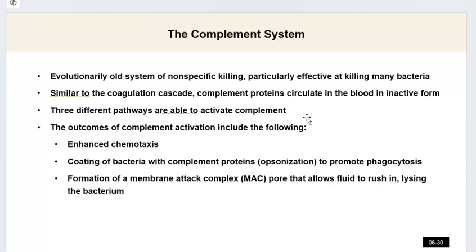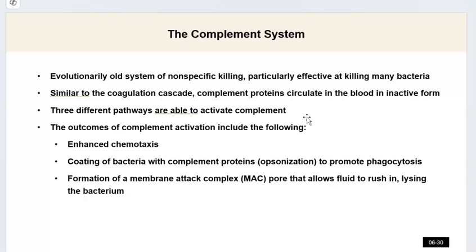So the last part of part 1 is discussing the complement system. This is a series of proteins that are produced by the liver and can be found throughout the body in extracellular fluids, in our lymph fluids, and in our blood. Many of the complement proteins are proteolytic enzymes that exist in an inactive state. They're similar to the proteins we find in the coagulation cascade.